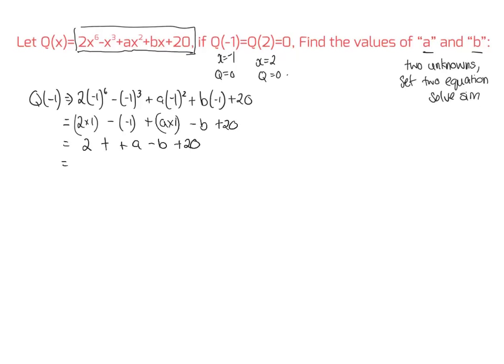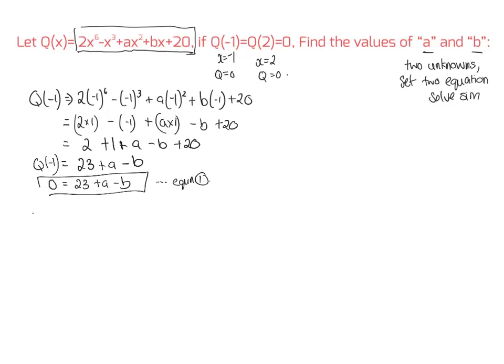If you group all the numbers, you get 23 plus a minus b. Okay, so that's q of -1. And we know that equals 0 because they told us in the question. So there we have one equation set up. I'll just call it equation 1.